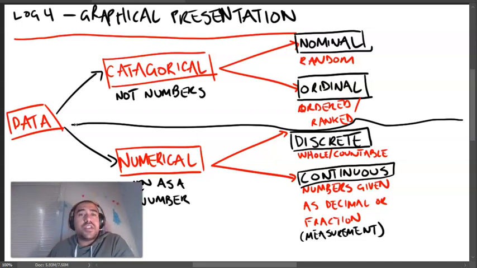The answer to this is no, because I could ask a specific discrete numerical survey question that said, how many siblings do you have in your family? You can't provide me with a decimal or a fraction number. The only answer you can provide is a whole number.